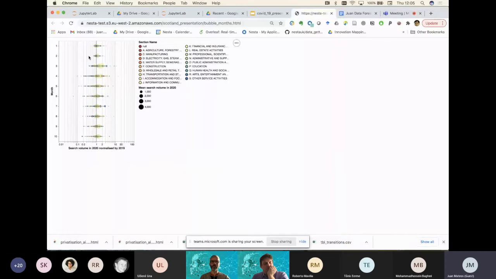And over time, we're going to be able to look at this kind of pattern, right? And I think this is interesting because it's telling us something about consumer interest as a proxy for demand for services and products that are supplied by different sectors.